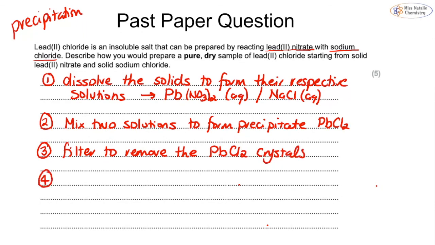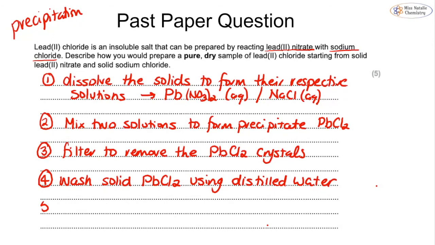Now, sometimes they may be covered in some of our reactants, so we have to wash the solid lead chloride using distilled water. And then the last part, always dry the sample in a warm oven.